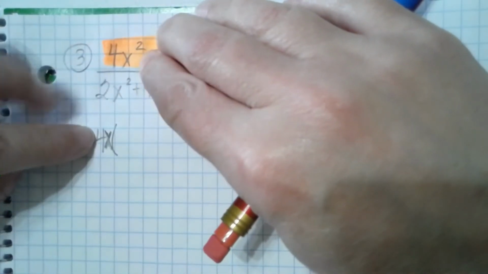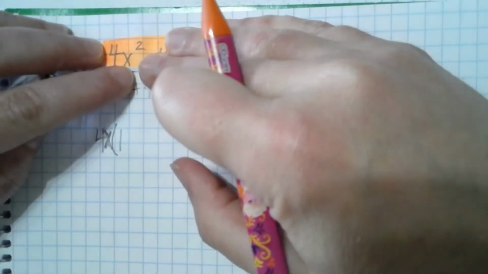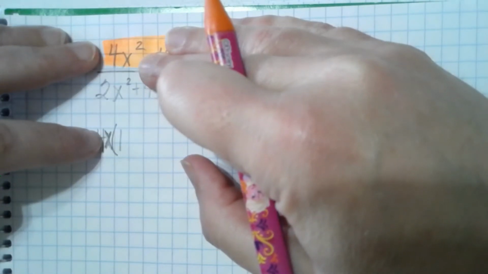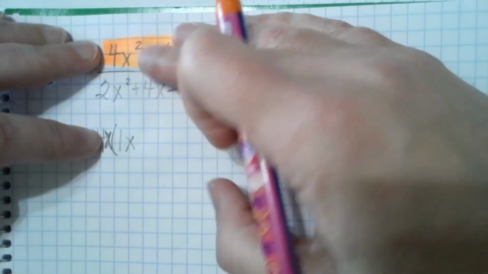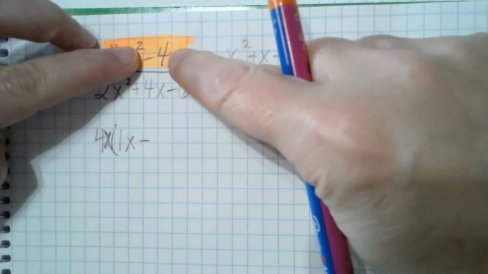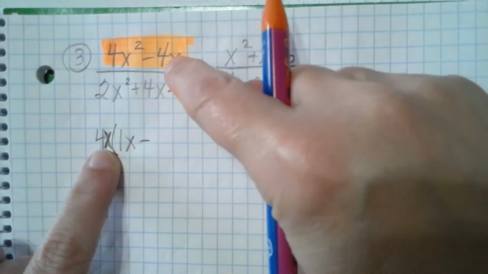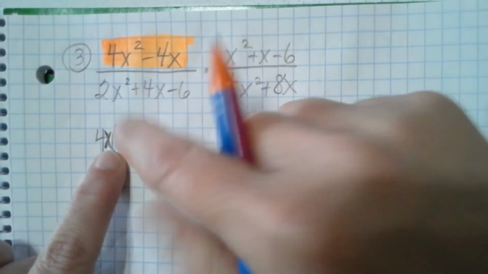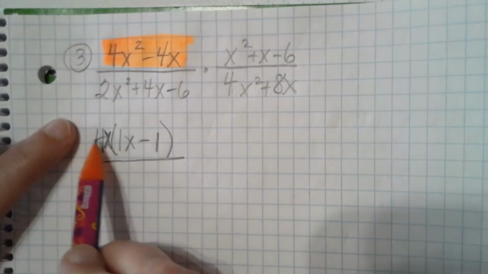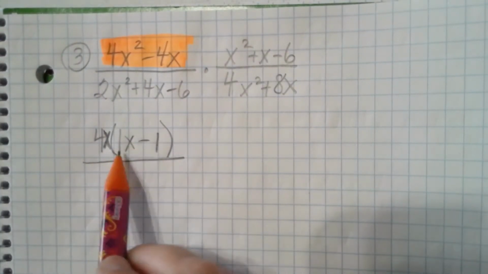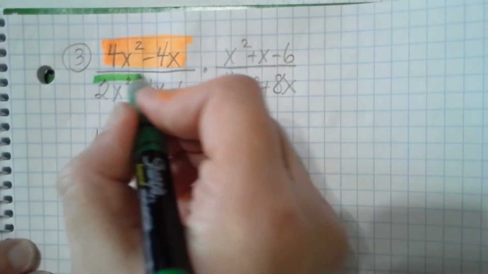4 divided by 4 is 1, so this is going to be a 1. I had x squared, but I take away one of the x's, so that leaves me with an x, or 1x. And then I have a subtraction sign. 4x divided by 4x is the same thing, right? 4 divided by 4 is 1, x divided by x is 1, so that just stays 1. So I've got 4x, and then I have 1x minus 1, or x minus 1. All right, now we're going to go down here to this piece.